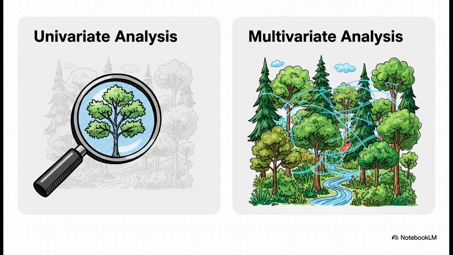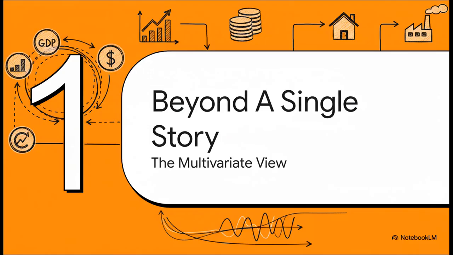For a long, long time, the standard approach was what we call univariate analysis. It's kind of like studying a single tree and completely ignoring the forest around it. But today, we're all about multivariate analysis, which is about seeing the entire ecosystem, how all the trees interact, how they feed off of each other, and how they move together. Okay, so let's kick things off by digging into why looking beyond just one single story is so important.